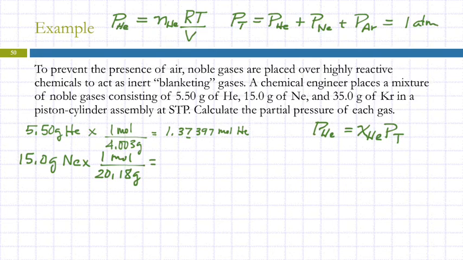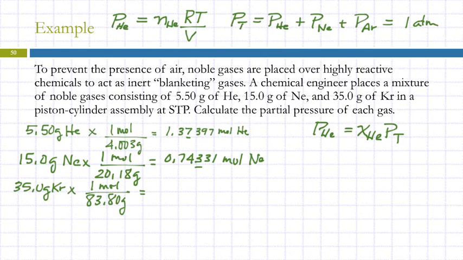0.74331 moles of neon. And then we need to calculate the moles of krypton. 35.0 grams of krypton times 1/83.80 gives 0.41766 moles of krypton.